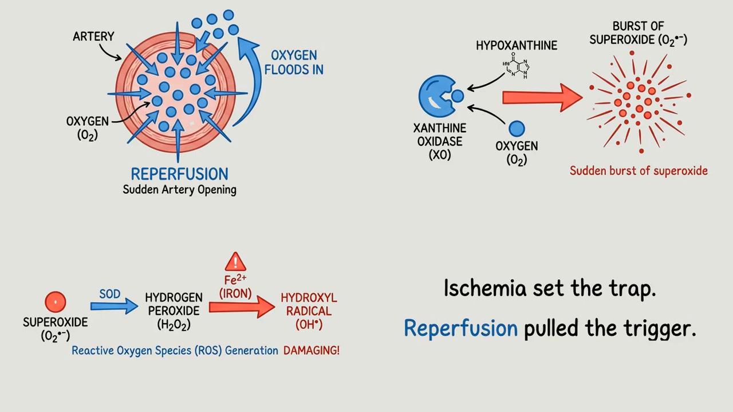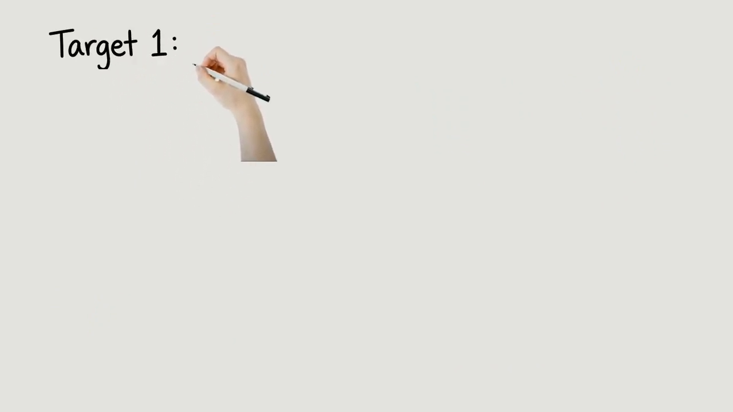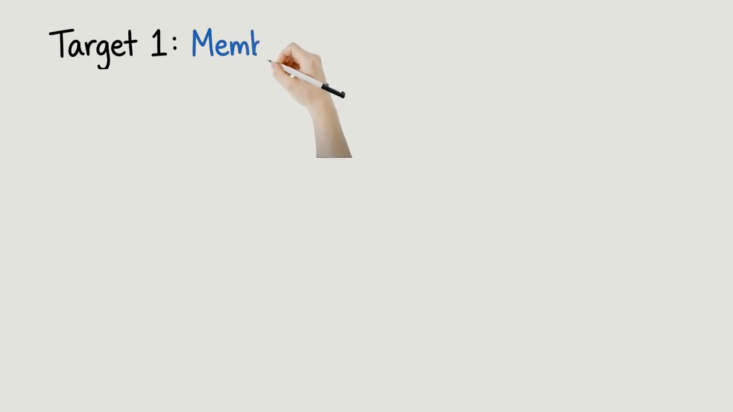Ischemia set the trap. Reperfusion pulled the trigger. What do these free radicals actually damage? There are 3 targets, and each one is tested differently.